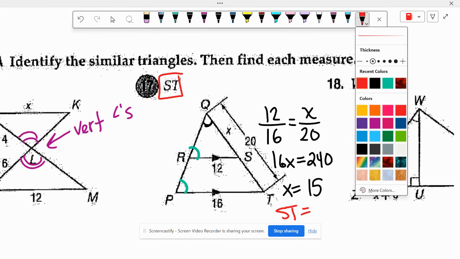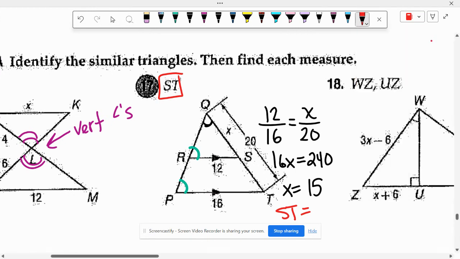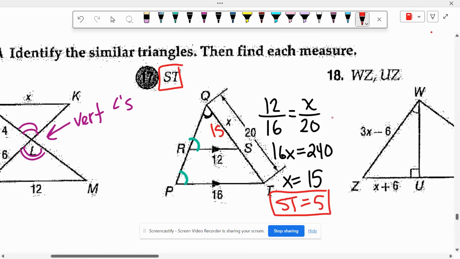Well, if X is 15, what is ST? Yeah, this is 15 and this whole thing is 20. So ST is 5. Do you see how we did that? This is 15. We just solved for X and we said X is 15. But this whole thing right here is 20. So 20 minus 15 is 5.